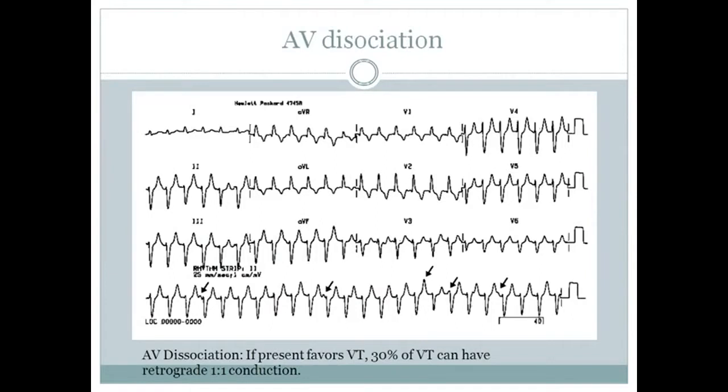AV dissociation is basically being able to see P waves on all these diseases. And here they're marked. You see that P wave? You see that this T wave is abnormal because the P wave is lying on top of it. That's AV dissociation. The problem is sometimes you can have VA conduction, retrograde conduction, intermittently, and that can fool you. But if you see this, this is very likely to be VTAC. Unfortunately, only in about 30% of cases are we able to see this in an EKG. But if you look for it and you see it, you have a diagnosis.